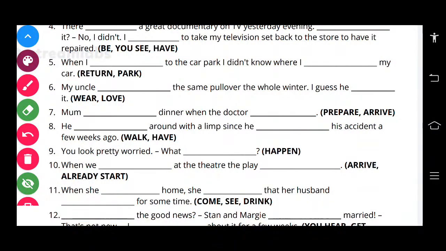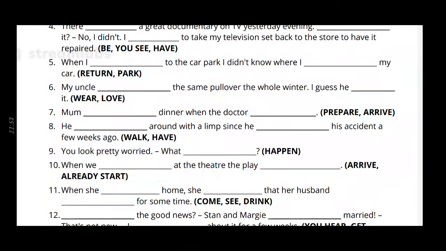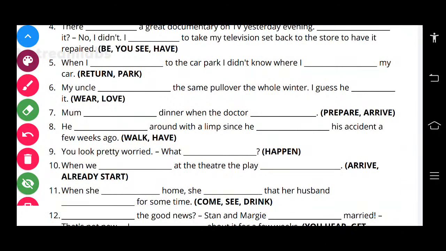Okay, right. Let us see the 10th example. When we dash at the theater, the play dash, arrive, already start. Right. Here I would like to give clues to you, and try to answer this question. Here there are two actions, and in the sentence those two actions were explained in a sequence.